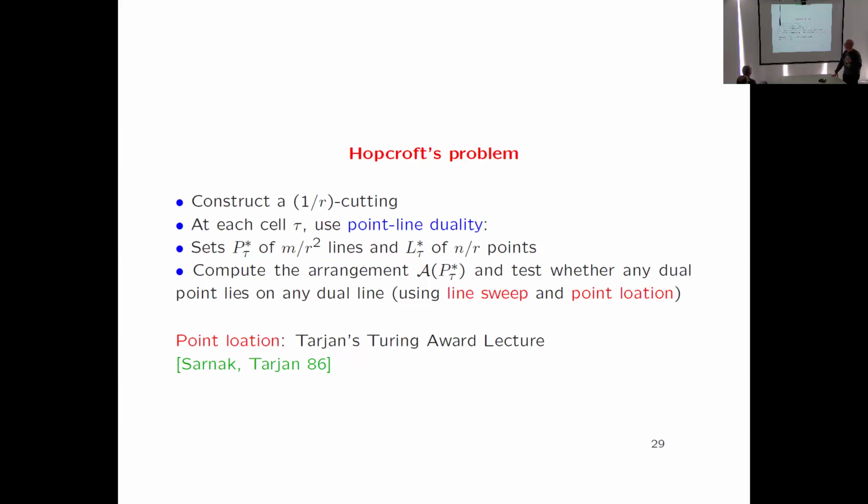These two operations are standard in computational geometry, but I don't have time to say anything about them. They are called line sweeping and point location. Let me just say that Sarnak and Tarjan found an optimal algorithm to do point location in the plane, to locate a point in an arrangement of lines or whatever, and Tarjan liked it so much that he chose it as a topic of his Turing Award lecture, a long time ago. Never mind.